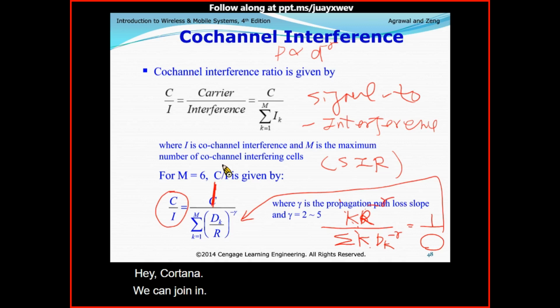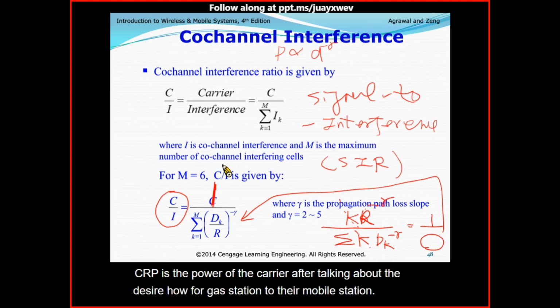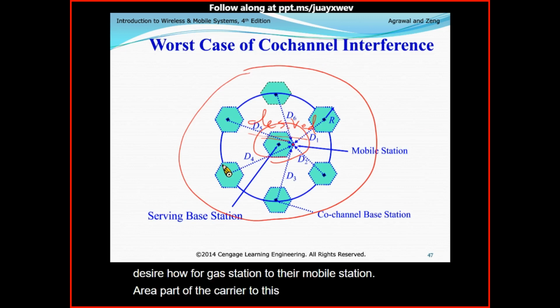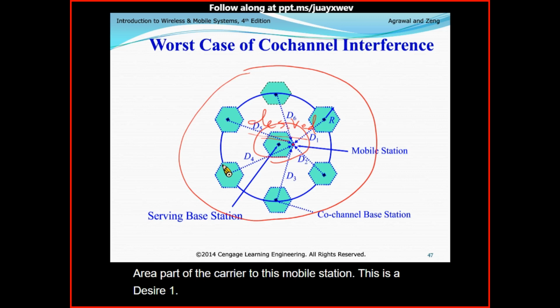So think about this first. And actually, the C here should be 1. C actually is the power of the carrier, actually talking about the desired power from that station to that mobile station. Carrier, power of the carrier to this mobile station. This is the desired one. Just one mobile station.